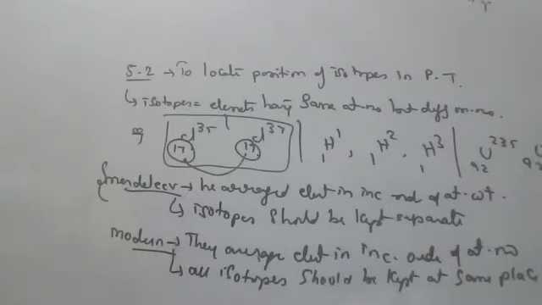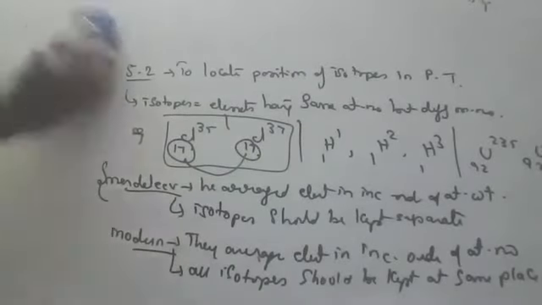Next one, children, go to activity 5.3. Activity 5.3. What is activity 5.3? Children, it says inversion of atomic weights. Four questions are asked, children. Let me answer each question.